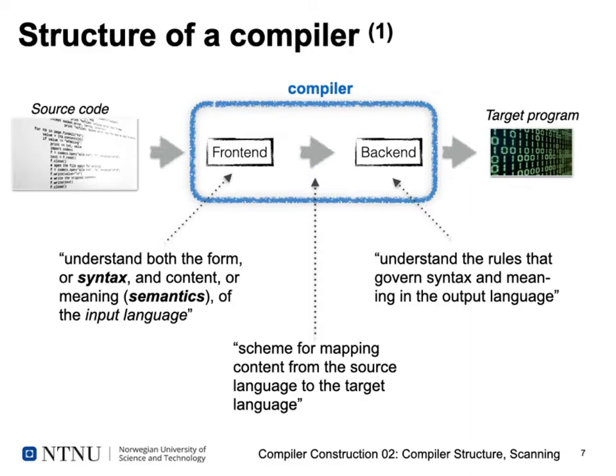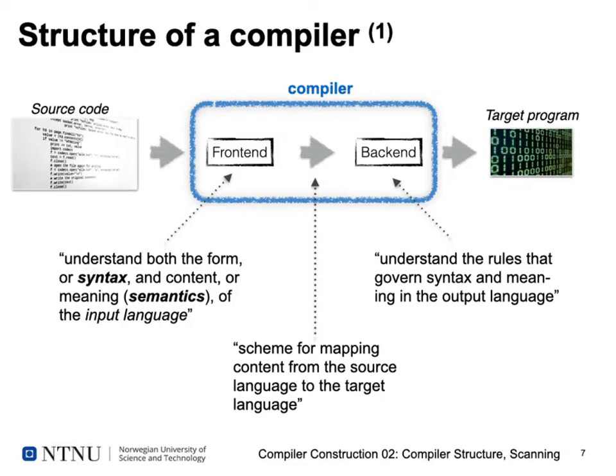So to take a closer look at the structure of a compiler, we use this simple diagram here. So we have our source code on the left-hand side and our binary target program on the right-hand side, and our blue box here just is our compiler. And this compiler, in the most simple case, consists of two parts. The first part is called the front end. So the front end takes care of understanding the form or syntax and the content or meaning, semantics of the input language.